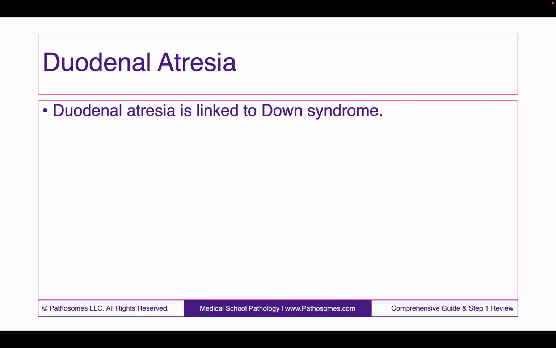And duodenal atresia is linked to Down syndrome. Do you remember the chromosomal abnormality with this? Trisomy 21, right? And since we're touching on Down syndrome, what leukemia are they at increased risk of developing? Acute myeloid leukemia, right? You remember that. I know you do.